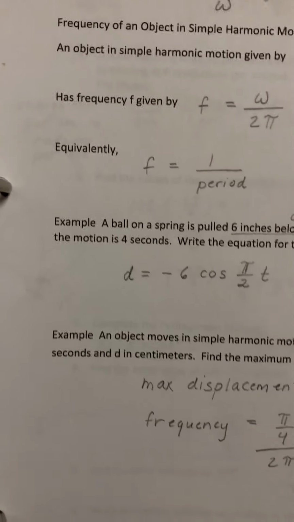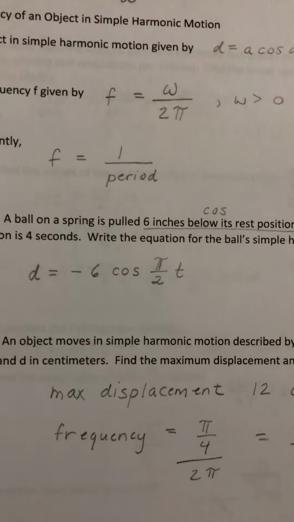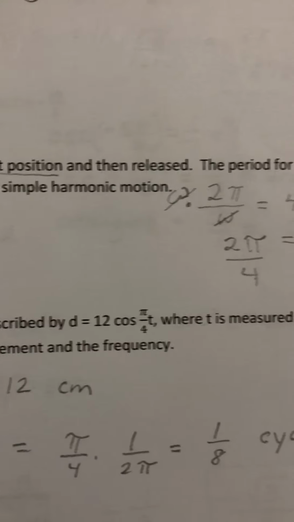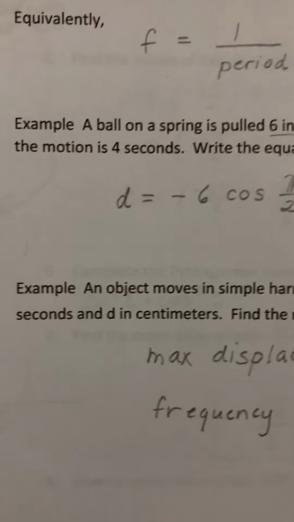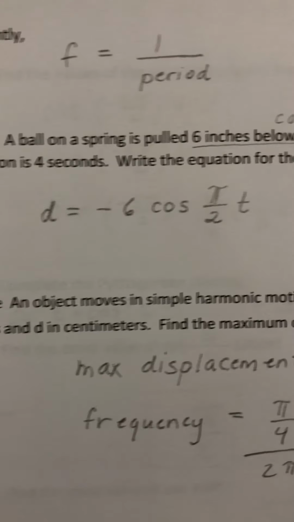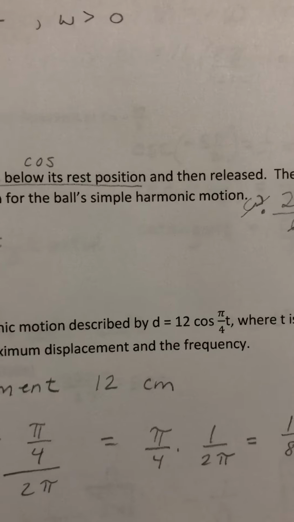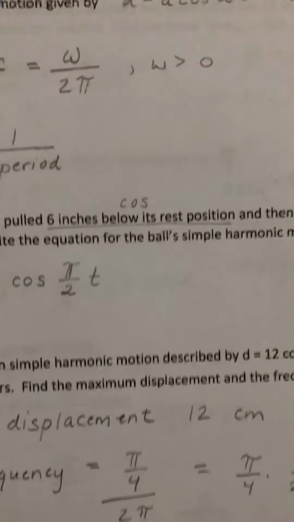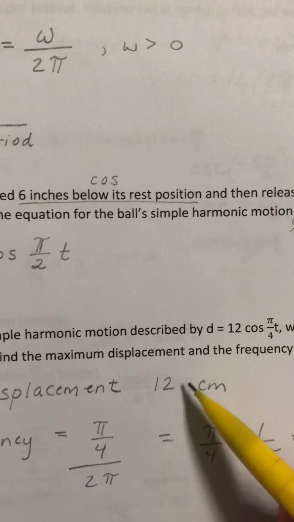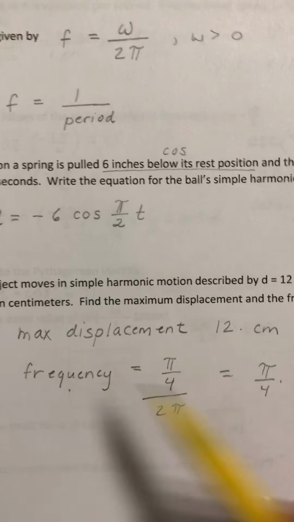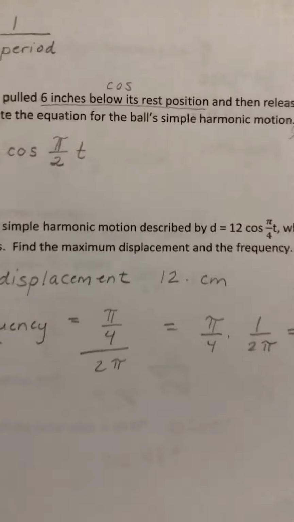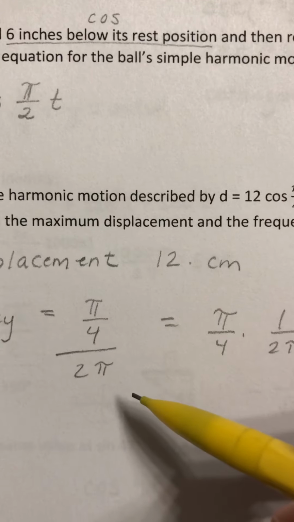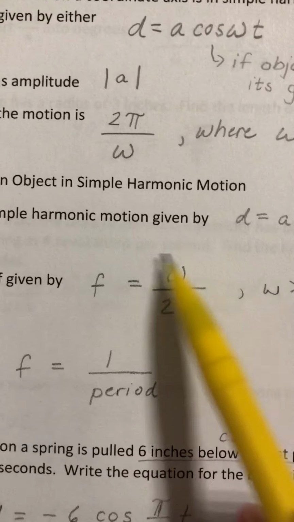The next example, an object moves in simple harmonic motion described by this formula. So they're giving us the formula. T is measured in seconds and d is in centimeters. Find the maximum displacement and frequency. So the maximum displacement is the same as the amplitude. So it's 12. And then to get the frequency, remember it's the reciprocal of the period. So instead of doing 2 pi over omega, I'm doing omega divided by 2 pi. Okay, this is what I'm using right here.